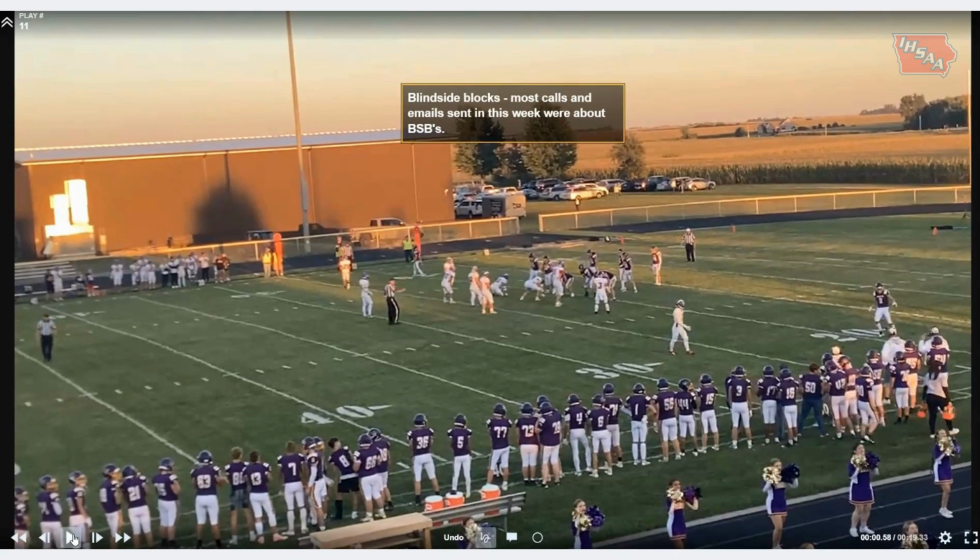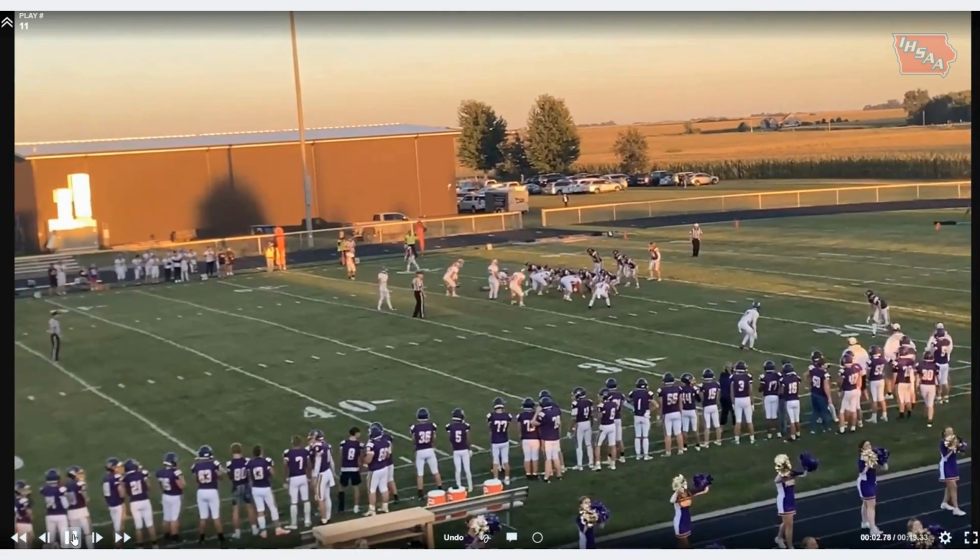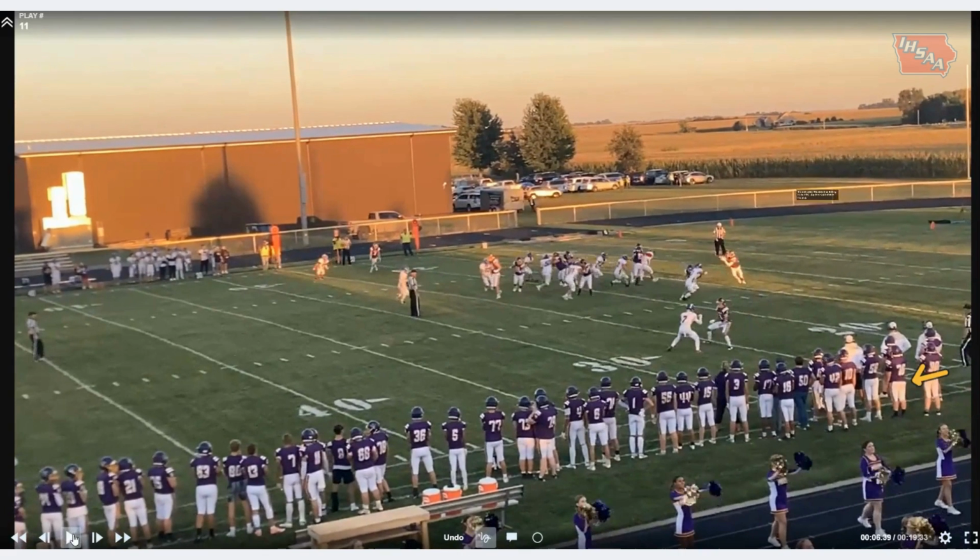Next play, blindside blocks. Most of the calls and emails and plays sent into the office this week were on blindside blocks. We had several of them, some that we got, some that we didn't get. We got to make sure we get them. So let's take a look at this play.